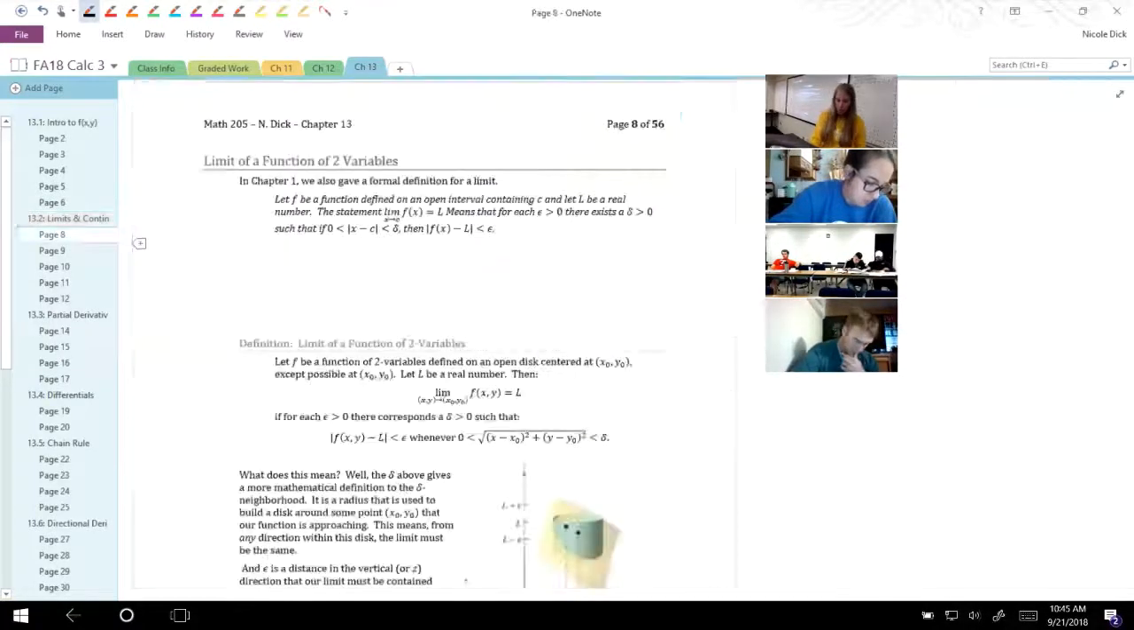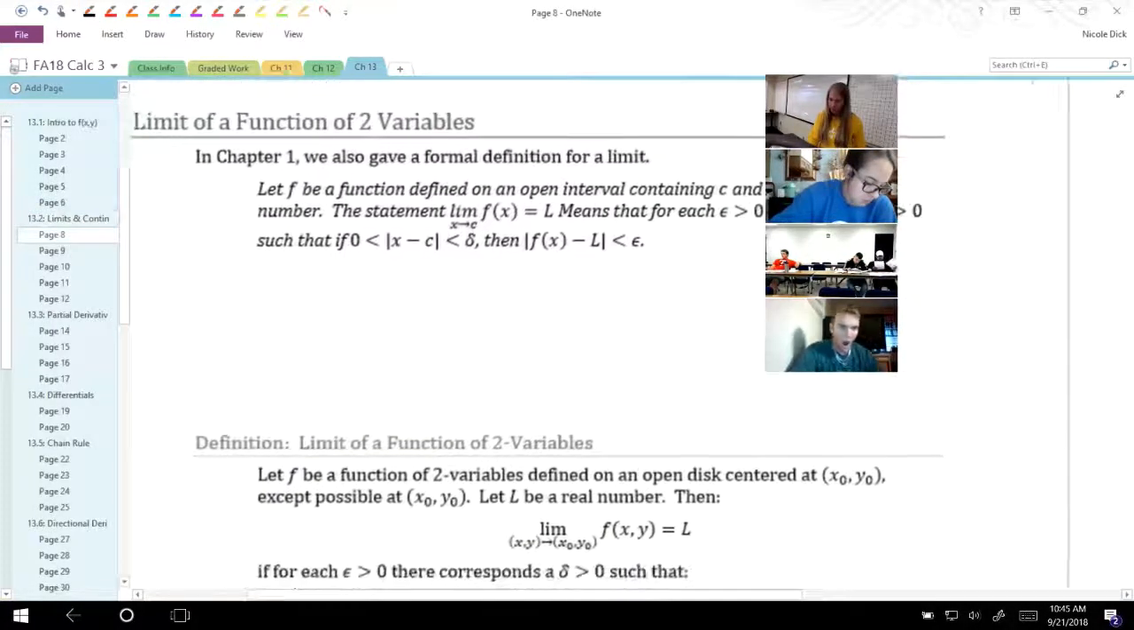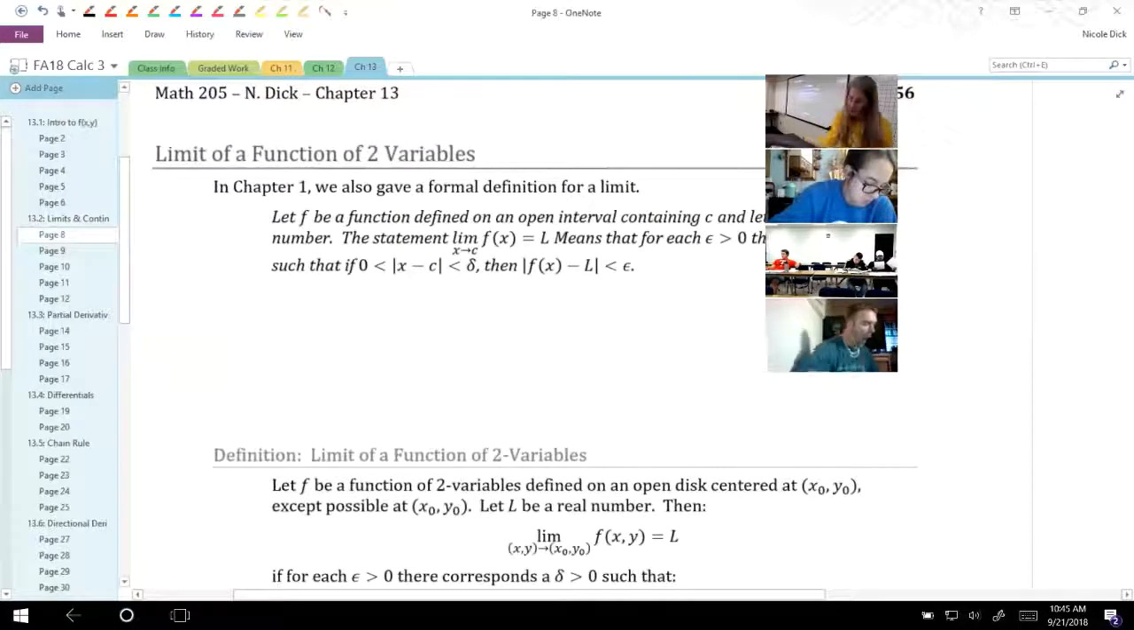Okay, so let's talk a little more about the formal definition here. There is our formal definition of a limit from Calc 1, Chapter 1, just copied from that part of the book. Let f be a function defined over an interval containing c, and let L be a real number. Then that statement means that for each epsilon greater than 0, there exists a delta such that all those things have to be true there.